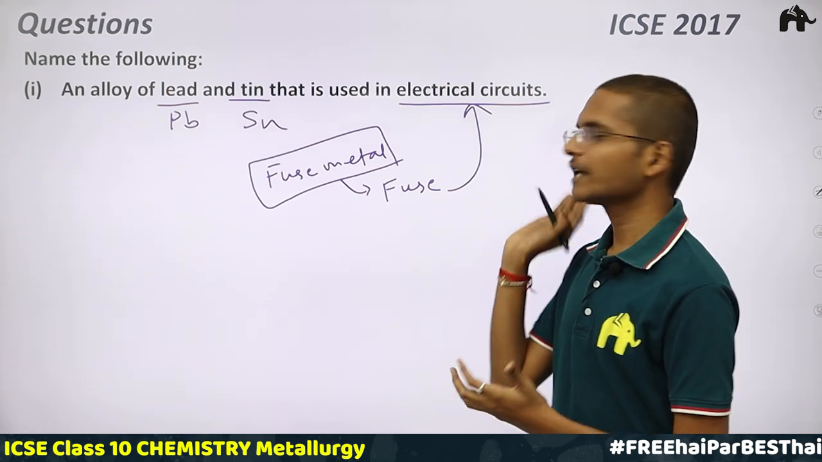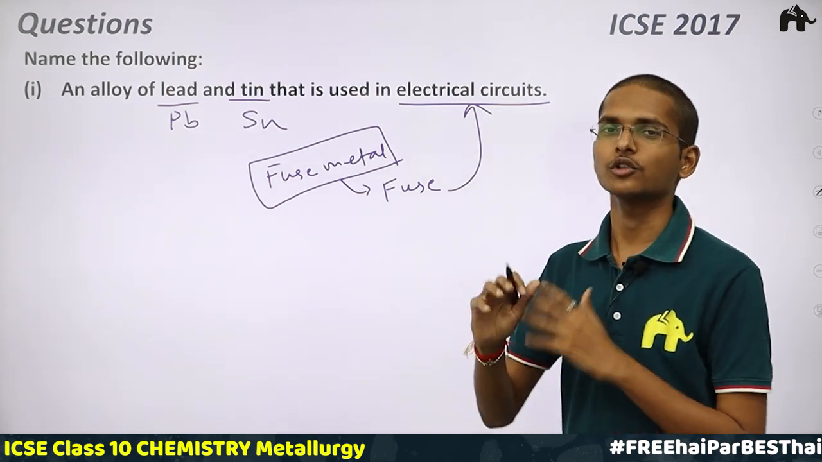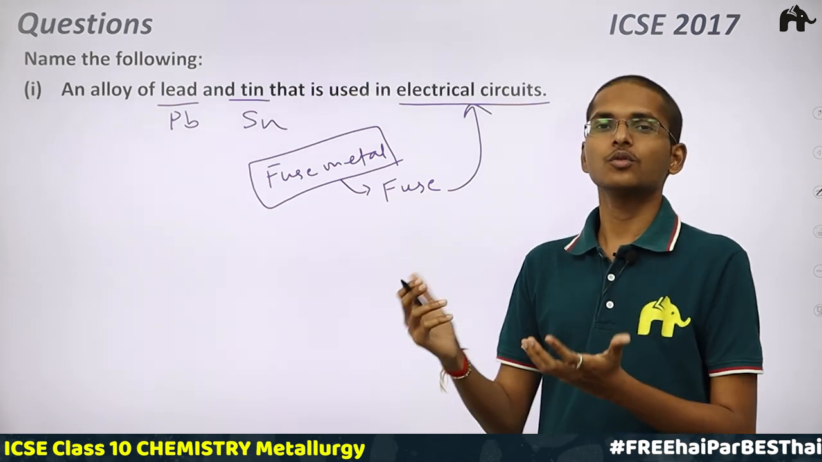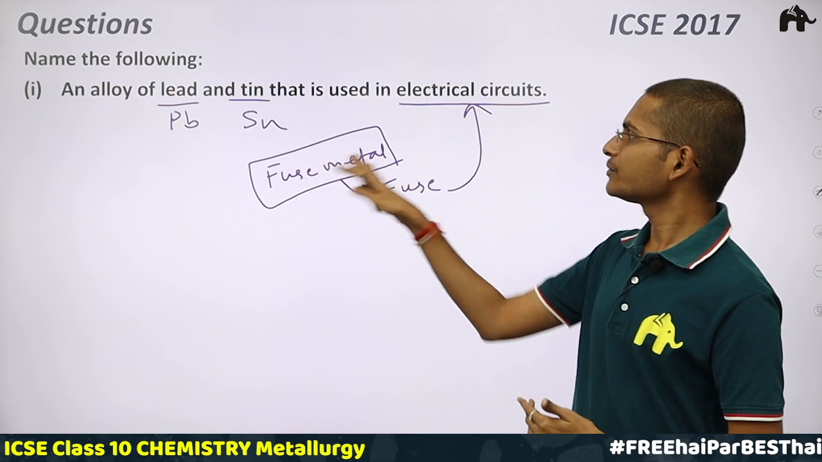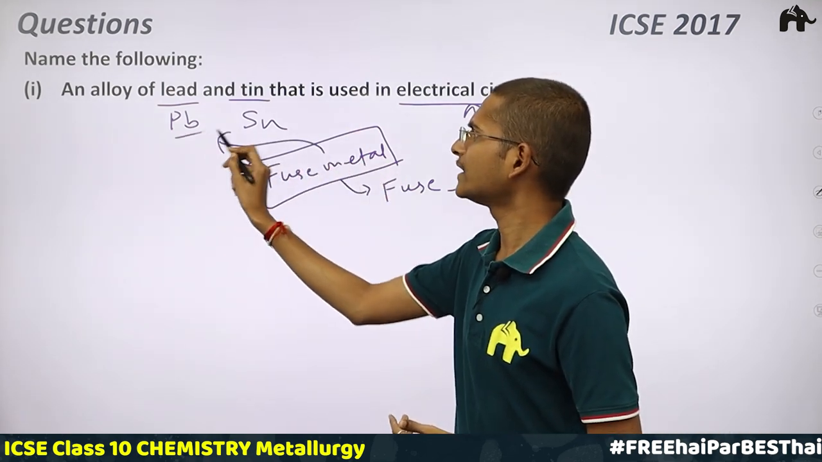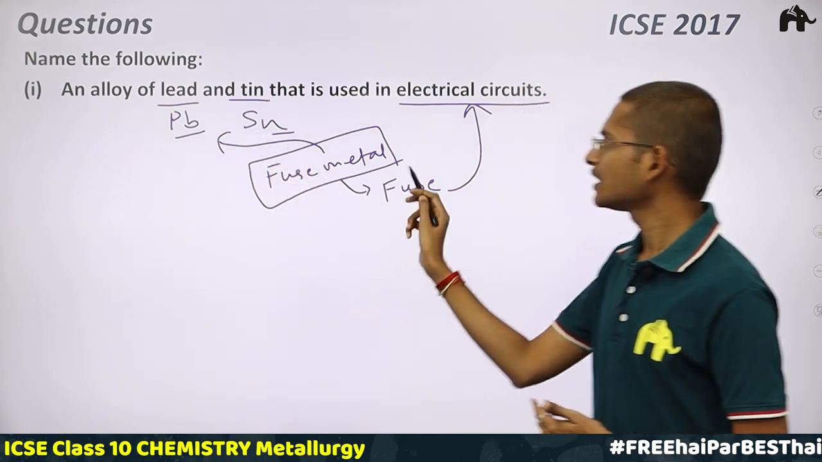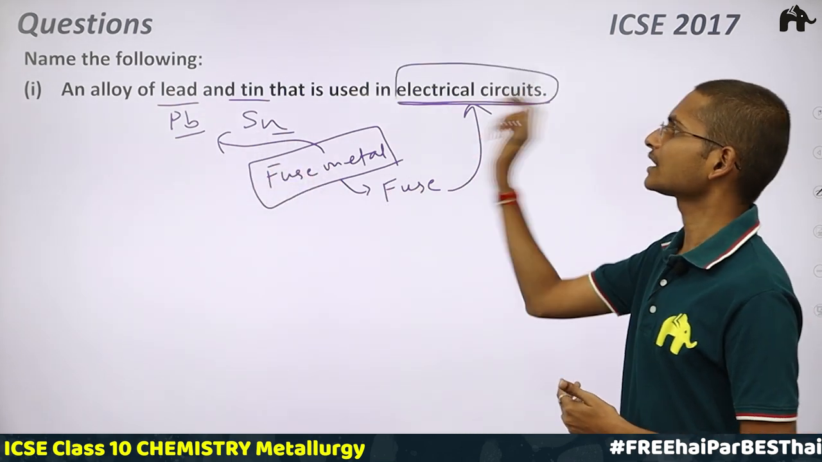And I have told you that you may have heard, whenever your parents are talking, that fuse has gone and all those things. Okay, it used to happen in the old days. Maybe now it is not much more frequent, but yes. So fuse metal is the answer. Because we know this is an alloy of lead and tin, 50-50 percentage composition, and fuse metal is used for making electrical fuses, which is used in turn in electrical circuits.